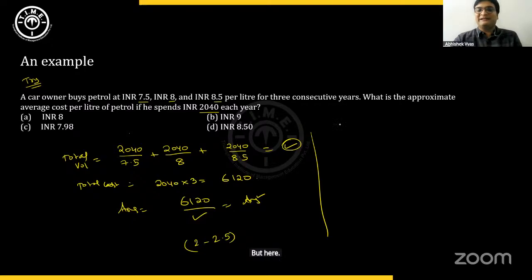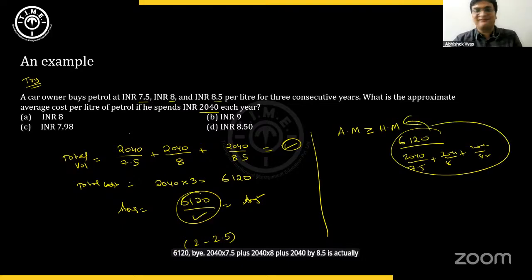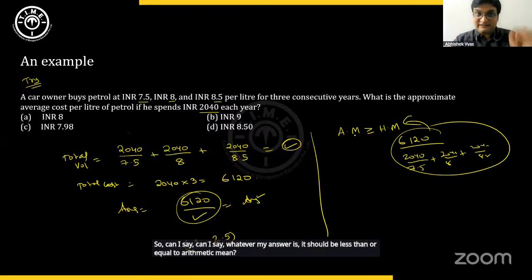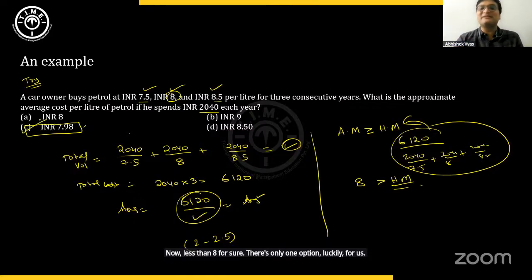But here, a very small trick that will be of use is, I know that arithmetic mean is greater than or equal to harmonic mean for positive numbers. And if you notice, my answer that we are writing here, 6120 by 2040 by 7.5 plus 2040 by 8 plus 2040 by 8.5, is actually the harmonic mean. So can I say whatever my answer is, it should be less than or equal to the arithmetic mean? That's a trick. Now, what's the arithmetic mean of these three values? It's simply the average, so the average is 8. So my answer should be less than 8 for sure. Now, less than 8 for sure, there's only one option, luckily for us. So option C is your answer.